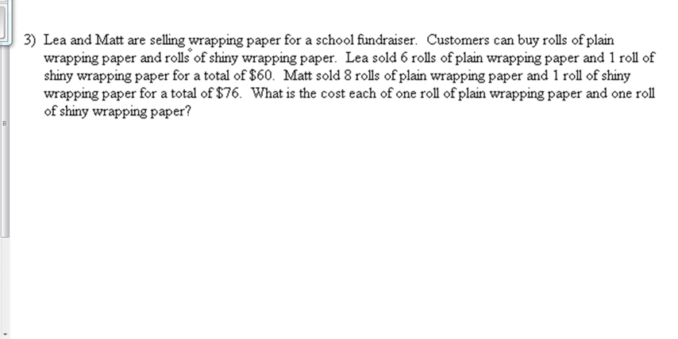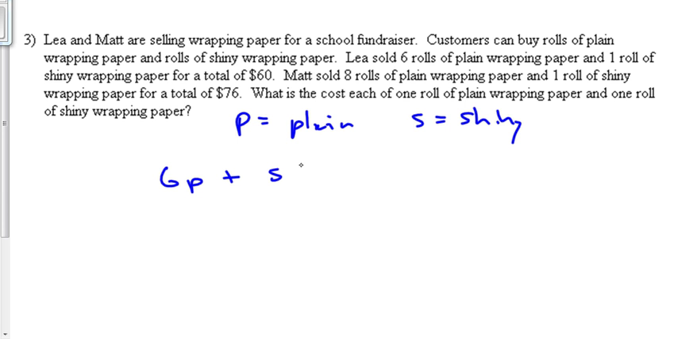Lee and Matt are selling wrapping paper for a school fundraiser. Customers can buy rolls of plain wrapping paper and rolls of shiny wrapping paper. So I'm going to say that P equals plain and S equals shiny. So Lee sold 6 rolls of plain wrapping paper and 1 roll of shiny. So I'm going to say 6 times P plus S for a total of $60.